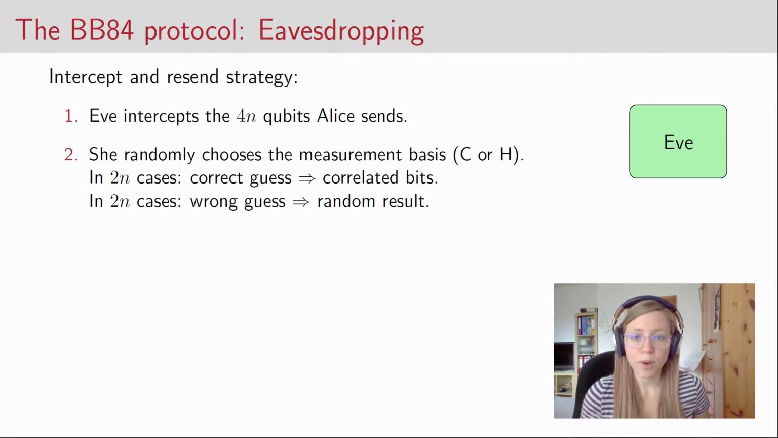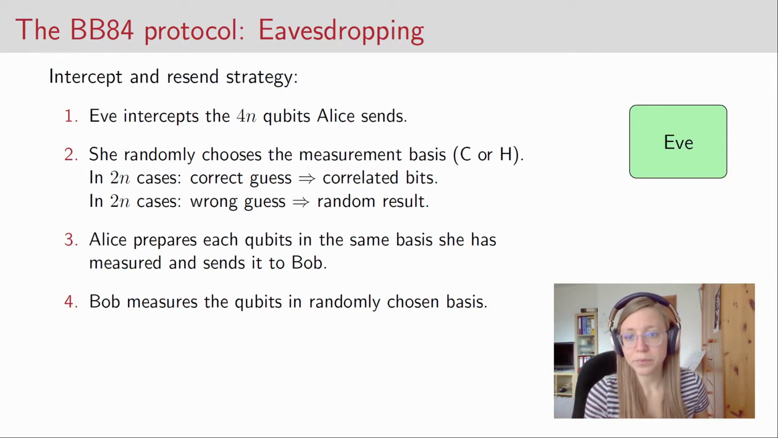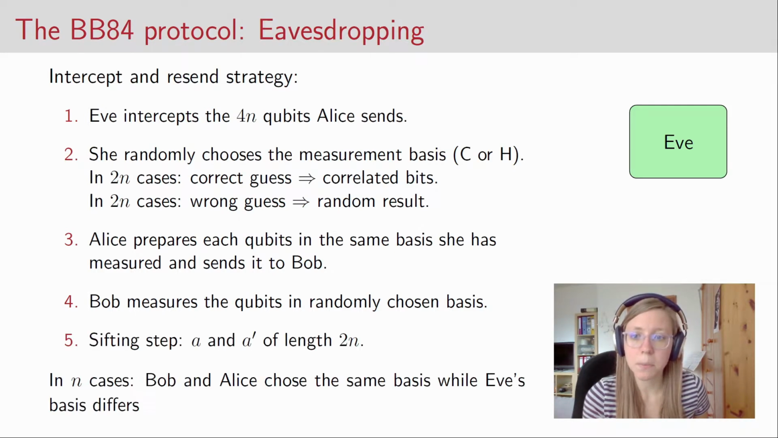Now, Bob, of course, expects to get some states from Alice, so Eve has to send something. Because she does not have any knowledge about the bases Alice has used, she simply uses her basis choice. So here, it has to be, of course, Eve, who prepares each qubit in the same basis that she has measured it in, and sends it to Bob. Bob then measures the qubits in a randomly chosen basis because, as Eve, Bob doesn't have any knowledge about the actual basis that Alice has chosen.